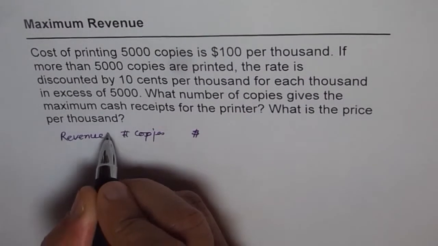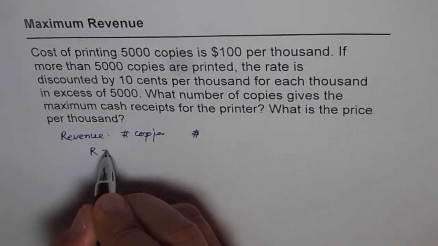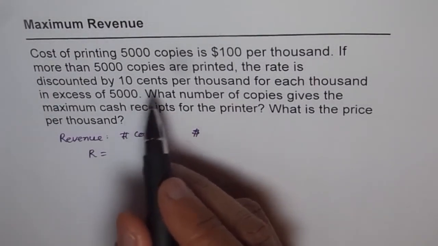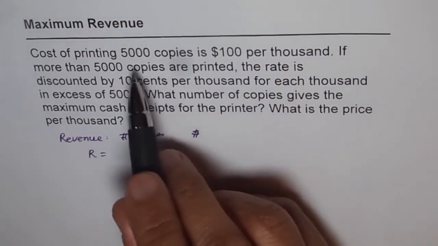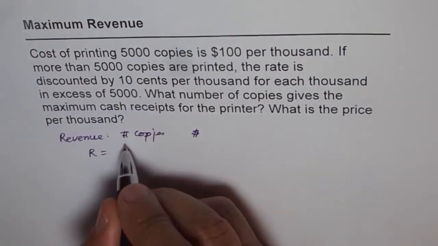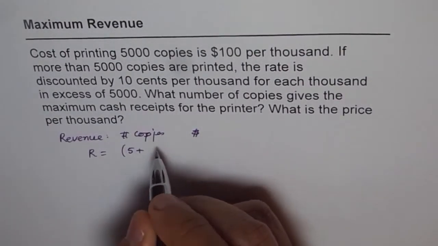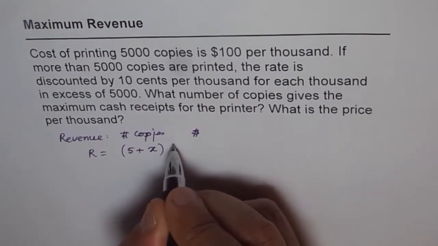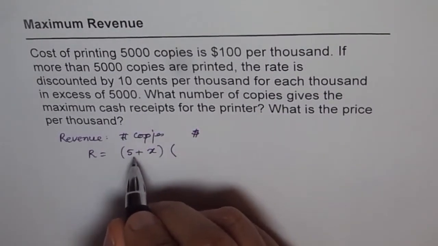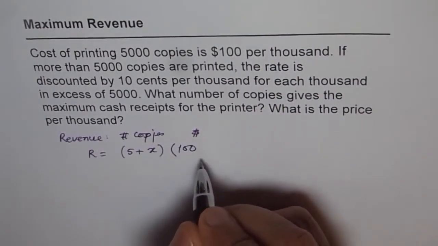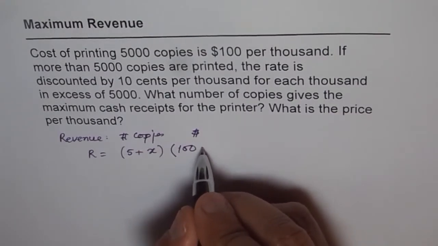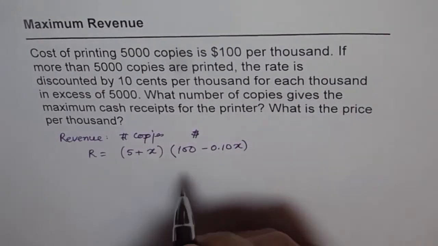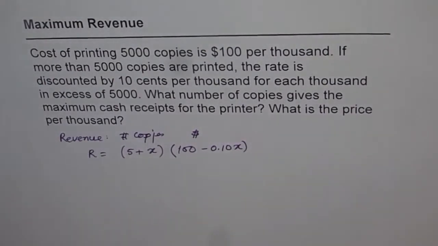Now, in this case, revenue can be written as equal to number of copies. If you are increasing the number of copies by every 1,000, and since the units are per 1,000, we'll use 5 as the number, right? So we can have 5 plus, every 1,000 means 1 times x, right? So that means x is every additional 1,000. So what happens to cost is, for 5,000 the cost is $100, but as you increase you get a discount of 10 cents, that means 0.10 per thousand. So that gives you the equation for the revenue, right?